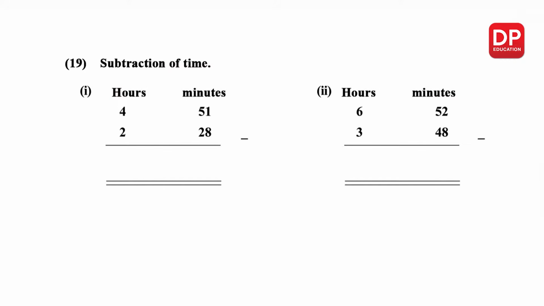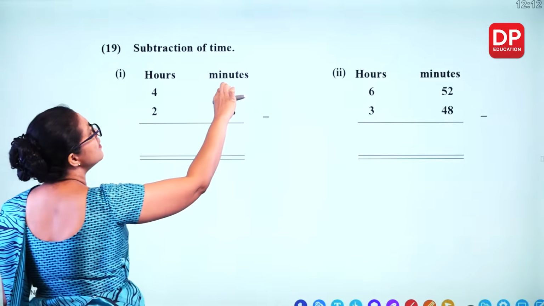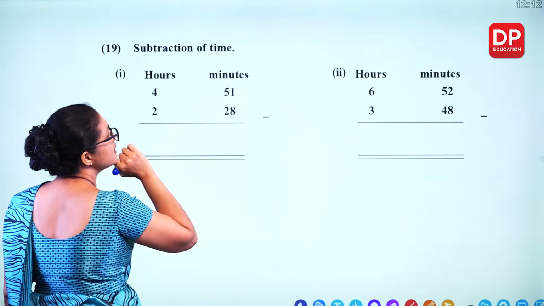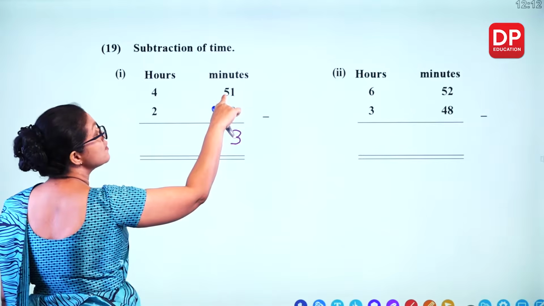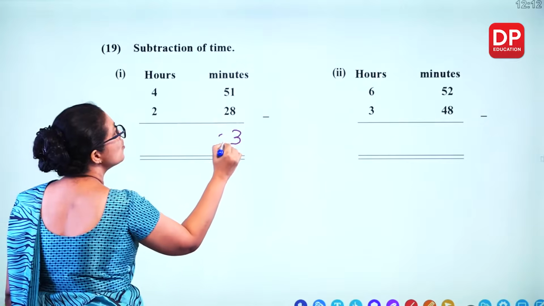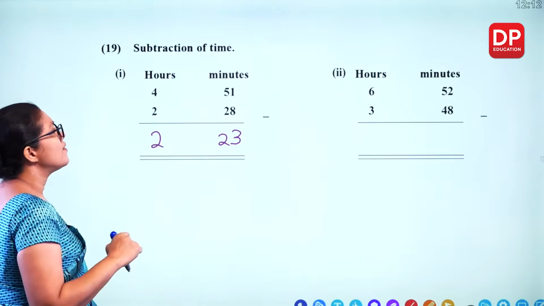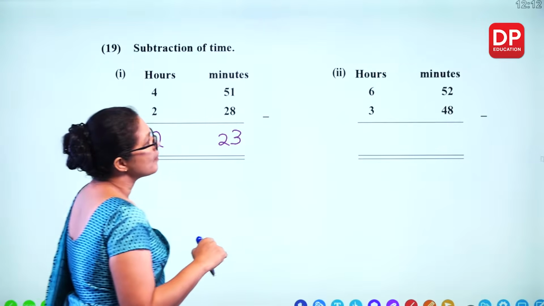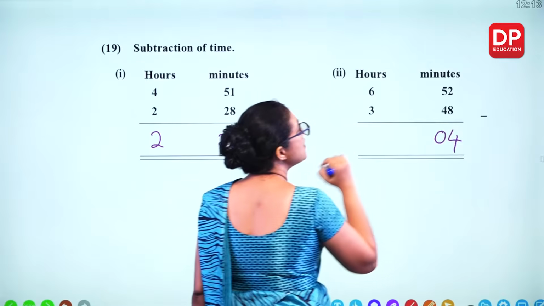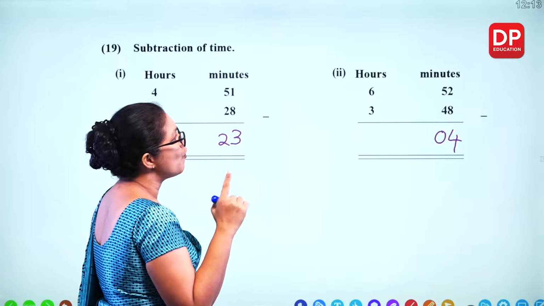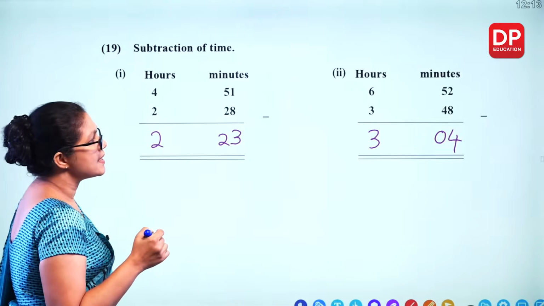Now we see how we can subtract time. So here, this one, 11 minus 8. 11 minus 8, 3. This becomes 2 now. This becomes 4 now. 4 minus 2, 2. 4 minus 2 here, 2. 2 hours and 23 minutes. This one. 12 minus 8, 4. So that means 4 there. 52 minus 48, 4 minutes. 6 minus 3, 3. 3 hours and 4 minutes.